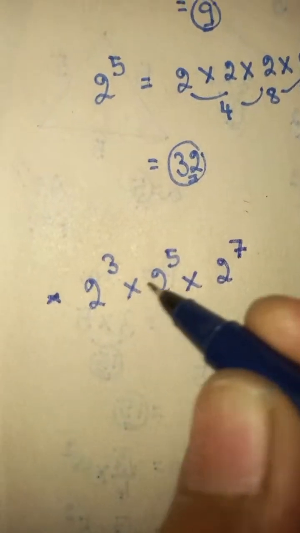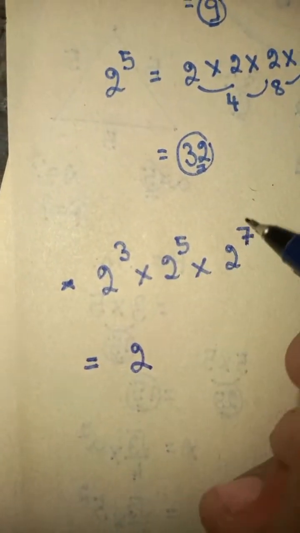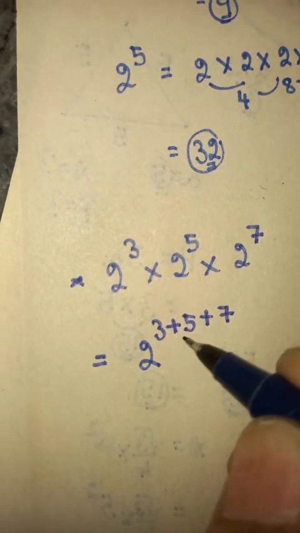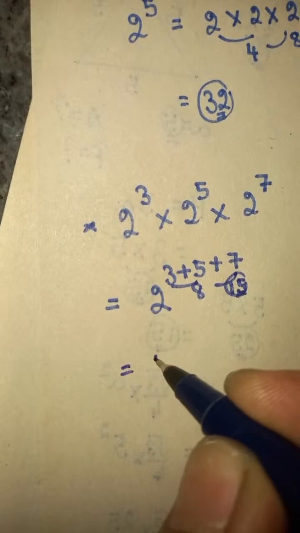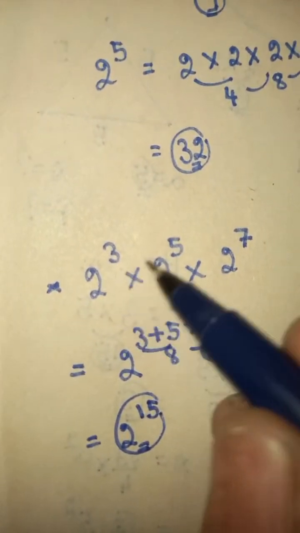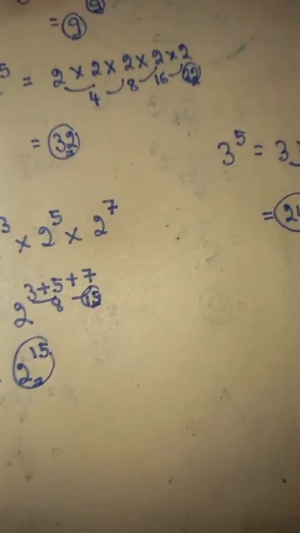In all of them, 2 is the common base. So take 2 as the common base and add up the powers. That is 3 plus 5 plus 7. 3 plus 5 is 8. 8 plus 7 is 15. So this one will be equal to 2 power of 15. To multiply any exponents, either the base must be the same or the power must be the same. Here they are giving the bases as same.